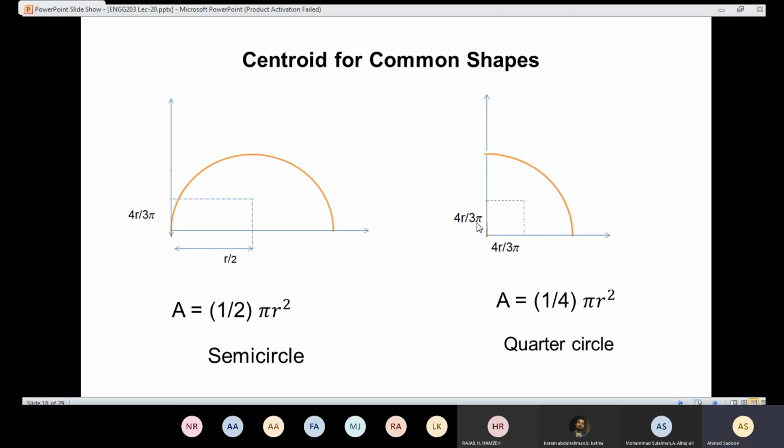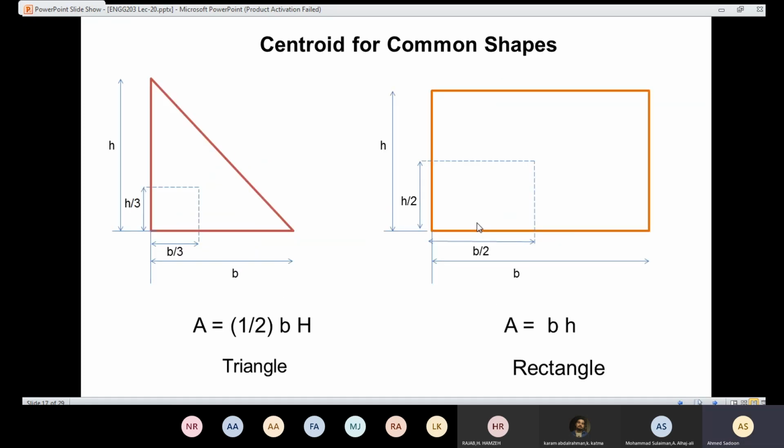So now we should be familiar with the centroid for the common shapes. I know most of you know this by heart. They already memorized those important properties. Okay, so these properties are very important for us to memorize.